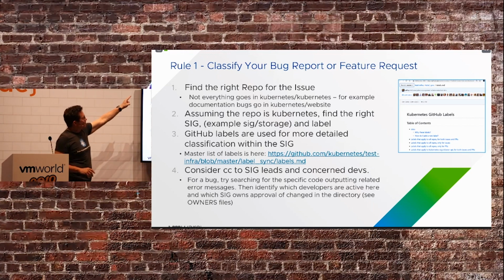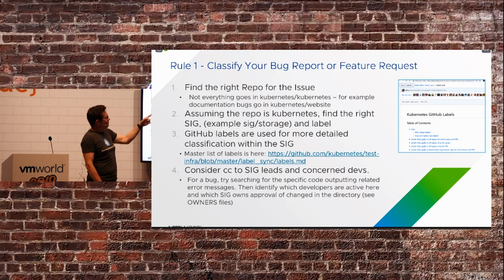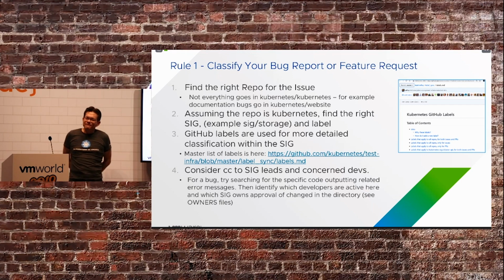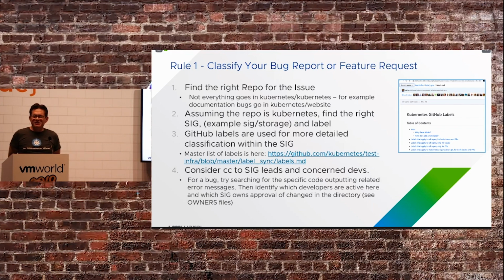So rule number 1 out of 4, classify your bug report or feature request. Find the right repo. I oversimplified in that slide showing a Kubernetes repo, but it turns out that over time they have multiple repositories. So the main repo is the bulk of Kubernetes, but certain things like storage-related drivers and things like that can be found in secondary repos. Documentation is in its own. Something they call community is in another one.